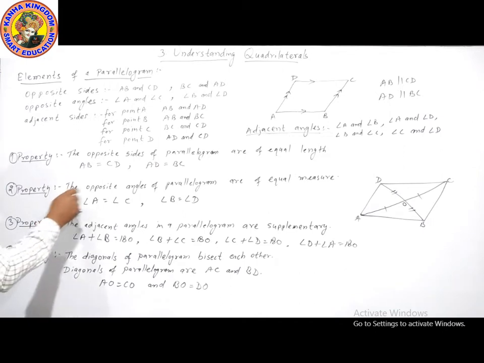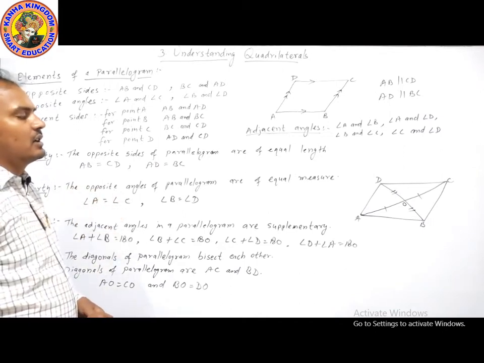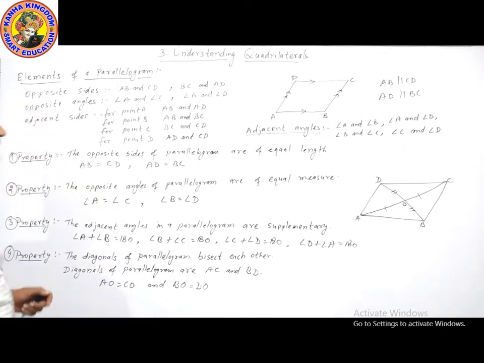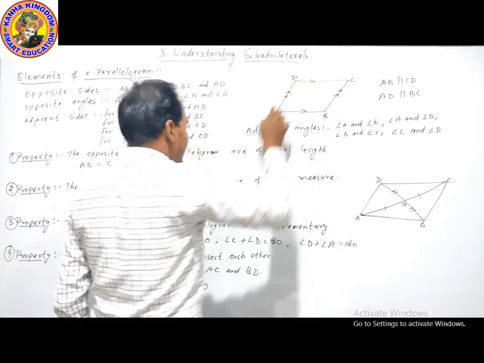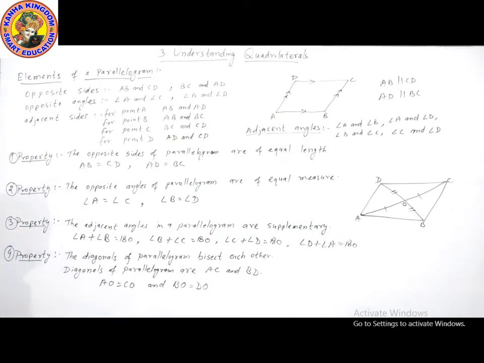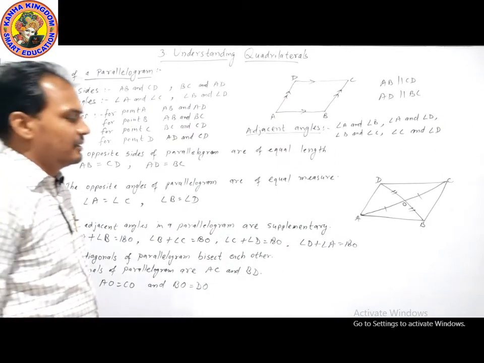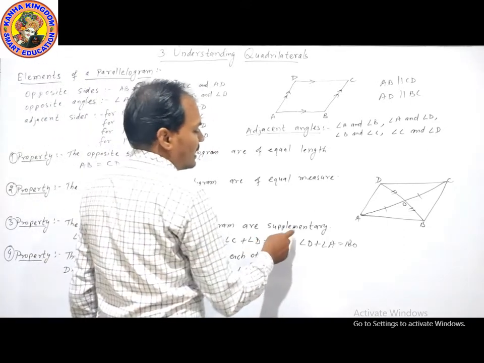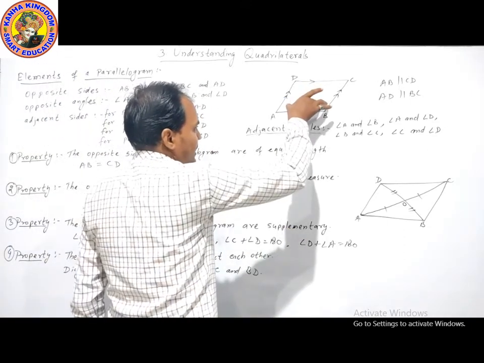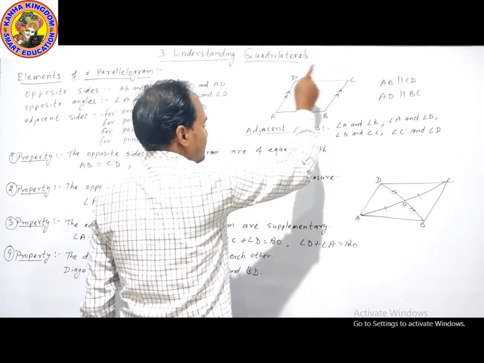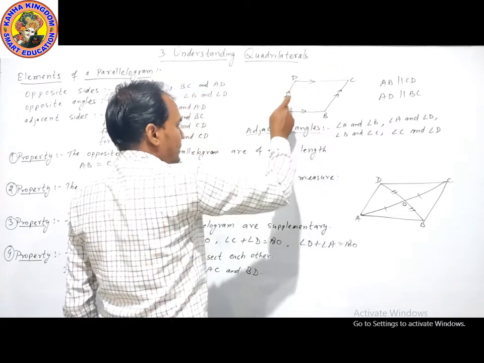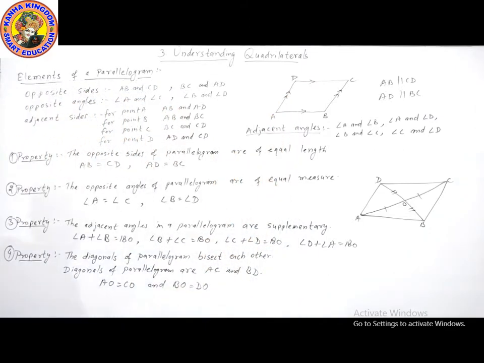Second property: the opposite angles of a parallelogram are equal in measure. The opposite angles are equal. Angle A and angle C are equal, B and D are equal. Now the third property: the adjacent angles in a parallelogram are supplementary, meaning their addition is 180. A plus B is equal to 180, B plus C is 180, C plus D is 180, D plus A is 180.